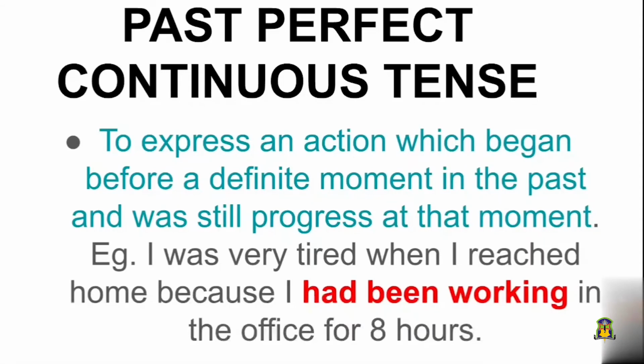Now we will see the use of past perfect continuous tense. It is used to express an action which began before a definite moment in the past and was still in progress at that moment.